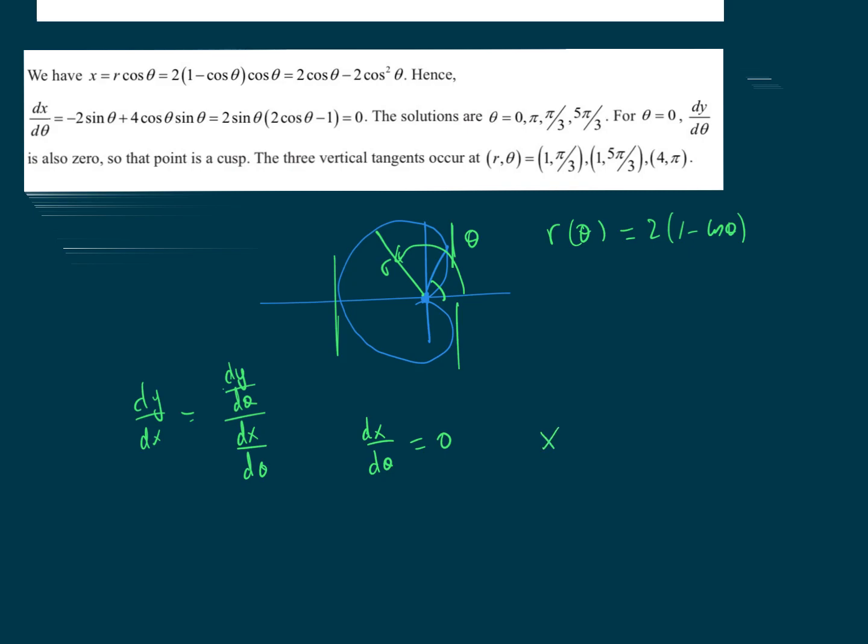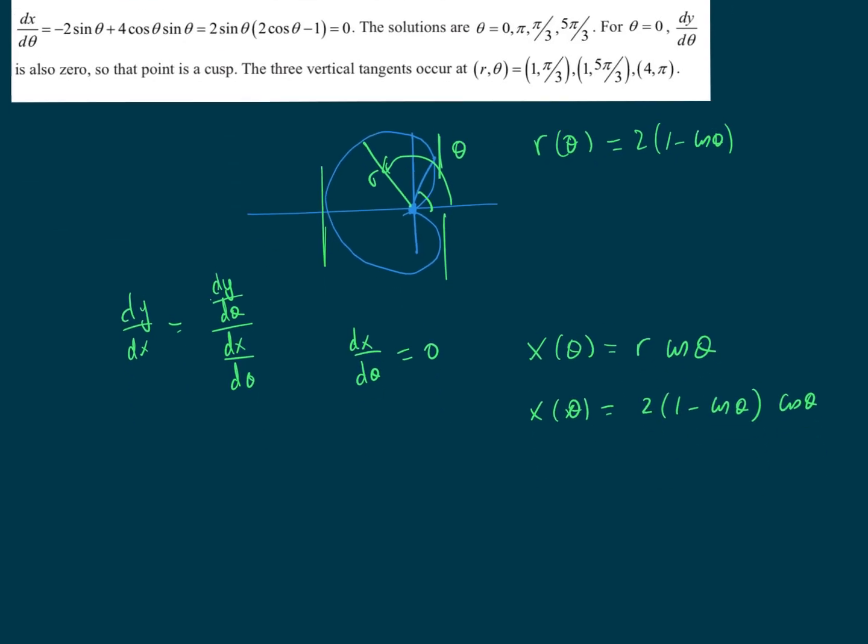So let's find what is the derivative of x with respect to theta. The x of theta is r cosine of theta. But I know what r is. The x is 2 times 1 minus cosine of theta multiplied by cosine of theta. So this is the x of theta.